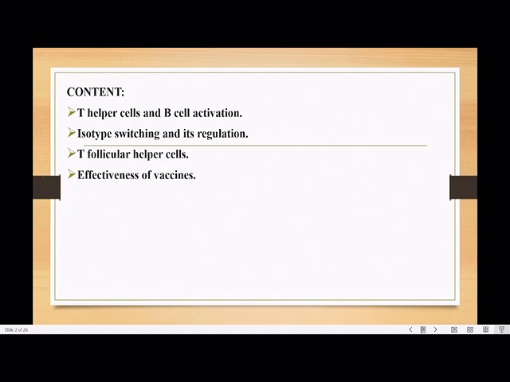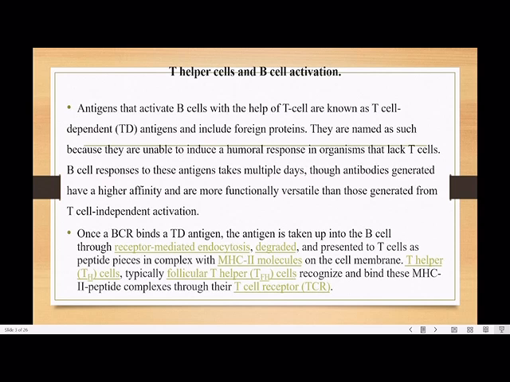Yes, we can proceed further and talk about the first: how the T helper cells support B cell activation. We know the antigens that activate the B cells with the help of the T cells are known as T cell dependent antigens, and they include foreign proteins. Proteins cannot cross-link multiple B cell receptors due to their lack of repetitive and identical epitopes.